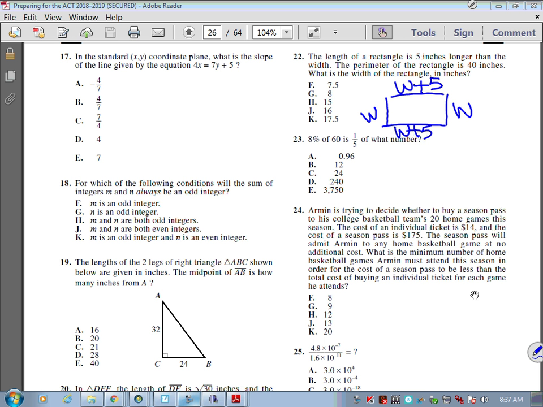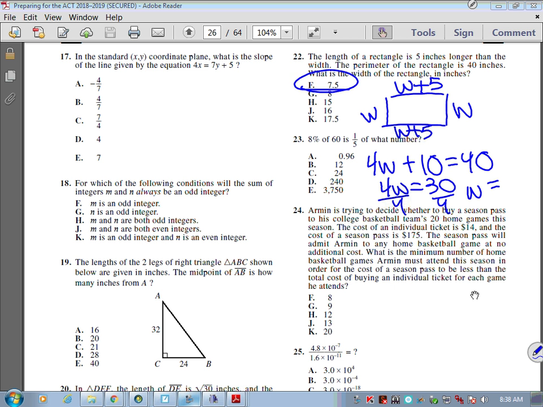Who had 22? All right, so I'm looking at the right person. W plus W is 2W. W plus 5 plus W plus 5 is going to be 2W plus 10. So I'm going to get 2W plus 10 plus 2W. So I should get 4W plus 10, right? So 4W plus 10 equals 40. Subtract 10, I get 4W equals 30. Divide by 4. 30 divided by 4 comes out to 7.5.